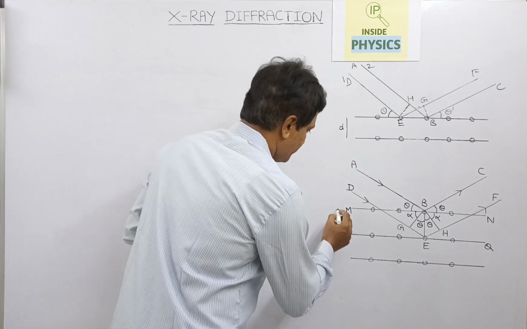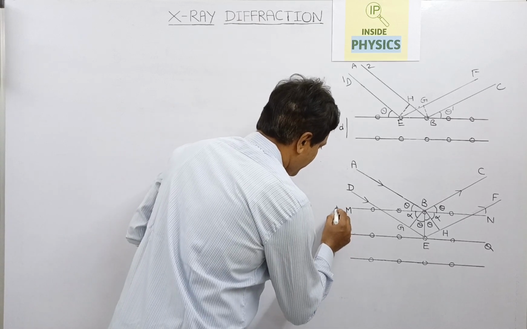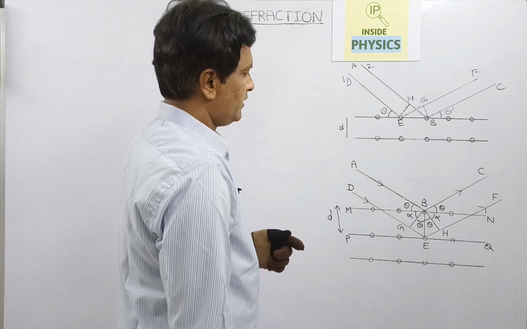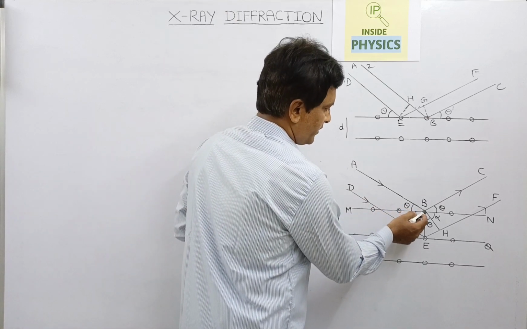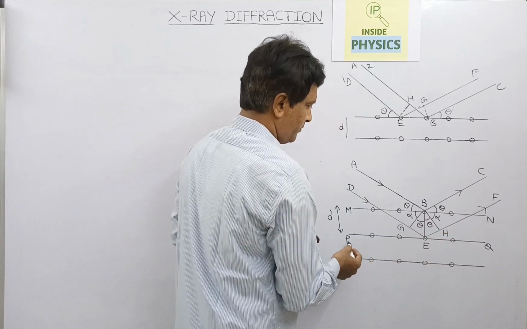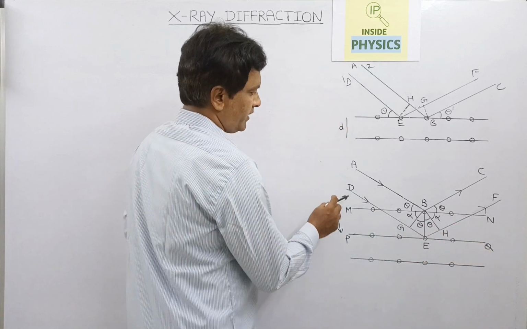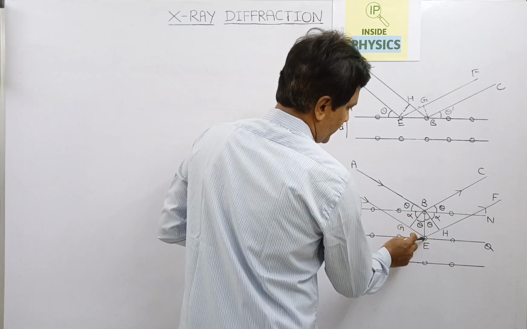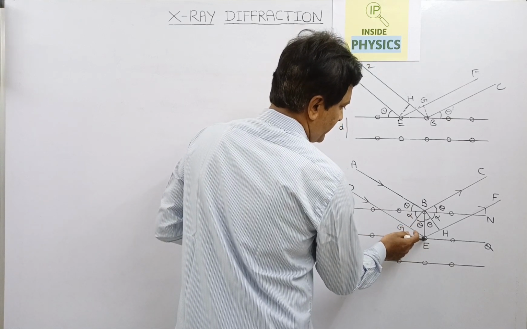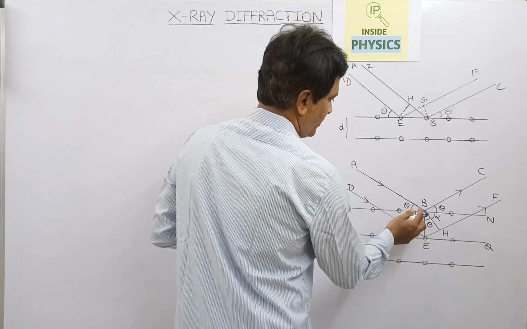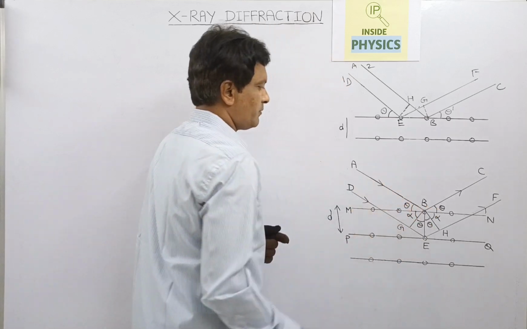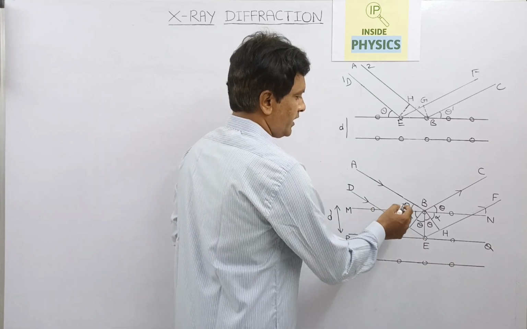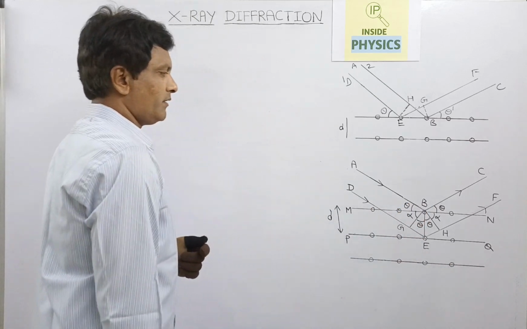If we say the interplanar distance is small d, this ray is incident on the first plane, MN is the first plane, PQ is the second plane, and the second X-ray DE is incident on the second plane at the lattice point exactly above the lattice point on the first plane. So this is the systematic arrangement of the lattice points, where each atom is placed in a regular pattern.